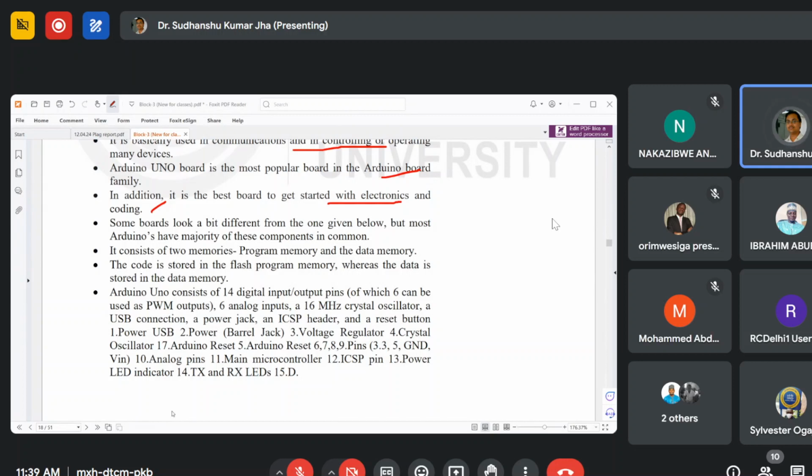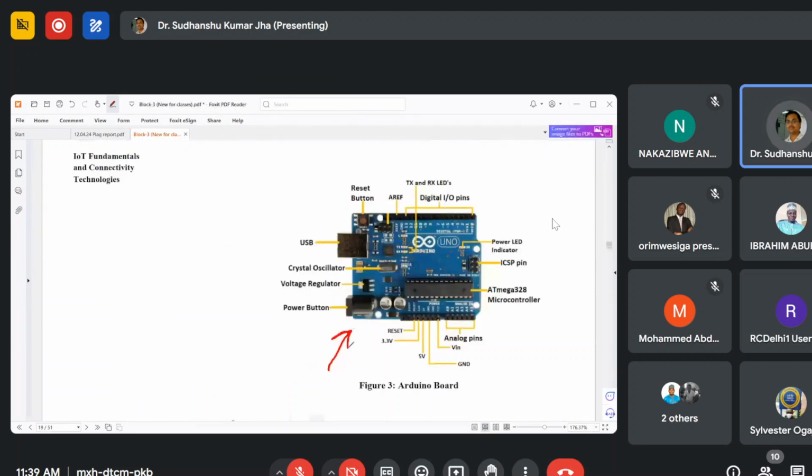let me show you the image. You can see here that this is the board, and there are a lot of components here, like the ICSP pin. This is your microcontroller. This is your reset button. This is your USB for communication, etc. Voltage regulators are given, power buttons are given, and we have various voltage levels here. So if you are very good at electronic component assembly, then you may go with the Arduino board.